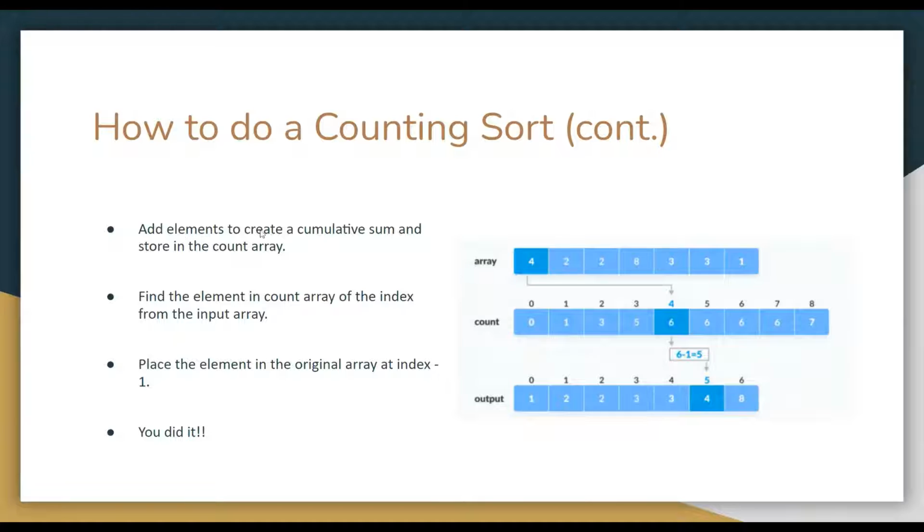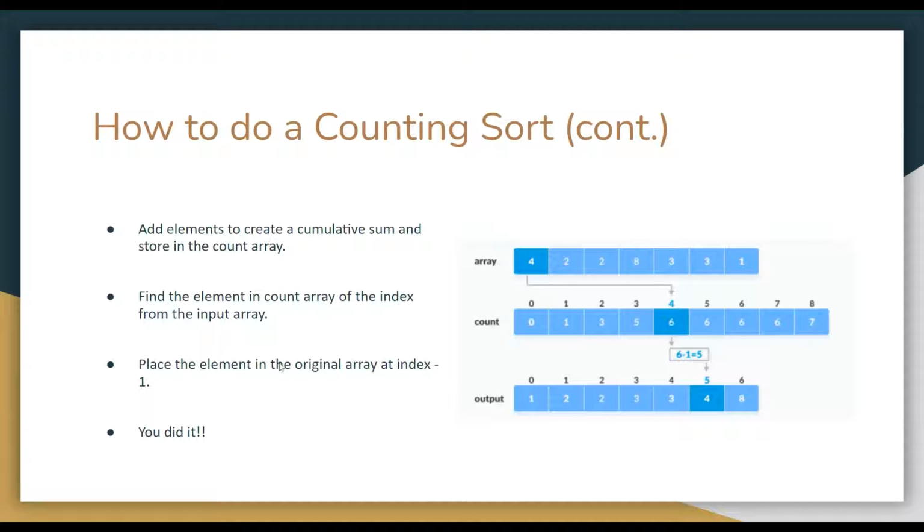Next, we need to add the elements to create a cumulative sum and store it in the count array. So this is the same example as the last slide, and we see here that the numbers have been added together for each element, and it's created a cumulative sum. Next, we have to find the element in the count array of the index from the input array. Now we see at index 0 of the input array is the element 4. And at index 4 in the count array, the element is 6.